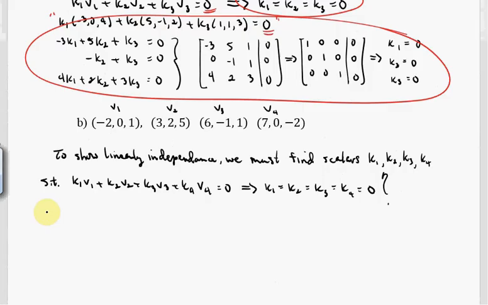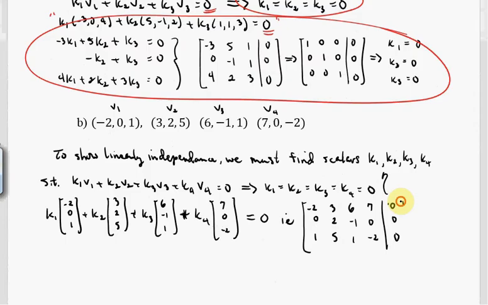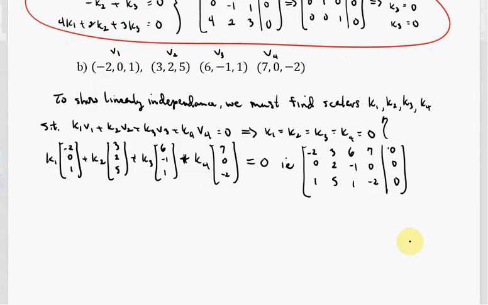So what I have here is K1 times the first vector, negative 2, 0, 1, plus K sub 2 times 3, 2, 5, plus K sub 3 times 6, negative 1, 1, plus K sub 4 times 7, 0, negative 2, is equal to 0. That is, the matrix that we get is negative 2, 0, 1, 3, 2, 5, 6, negative 1, 1, 7, 0, negative 2, with zeros on the right. Did you reduce that on your calculator already? Has anyone?